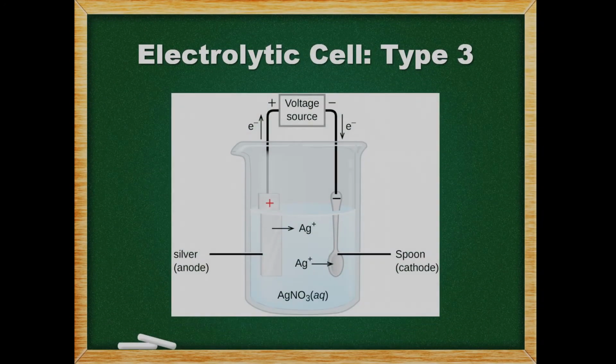In type 3 cells, there are non-inert electrodes immersed in an aqueous ionic solution. The ions, water, and the anode can be oxidized, and the ions and water can be reduced.